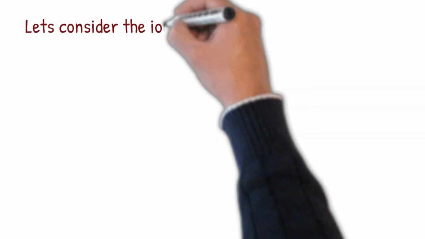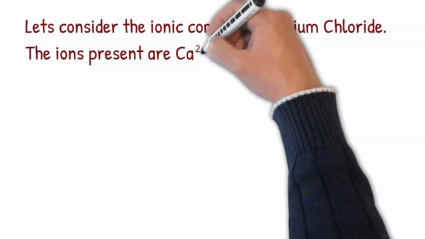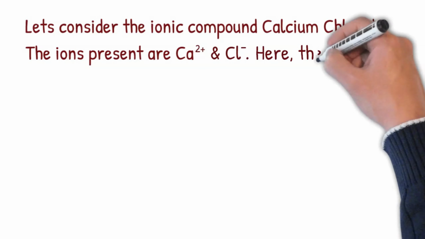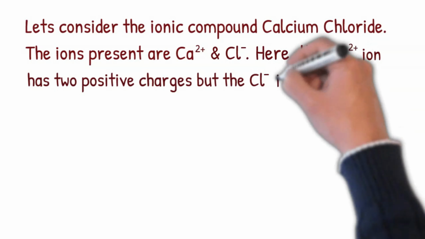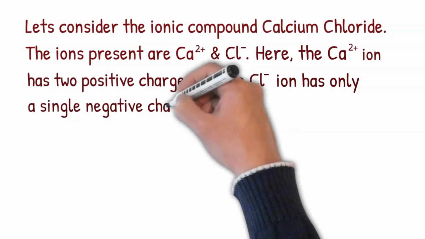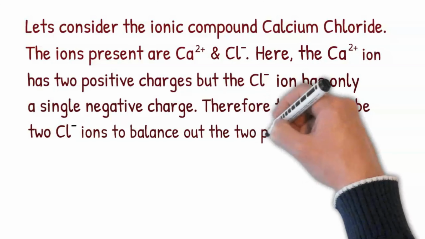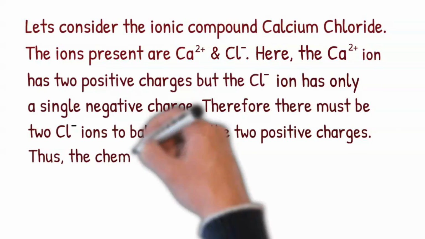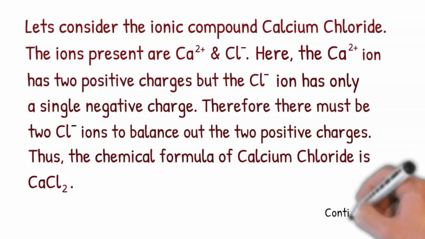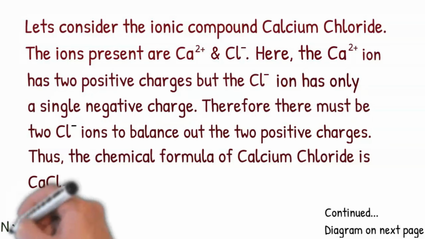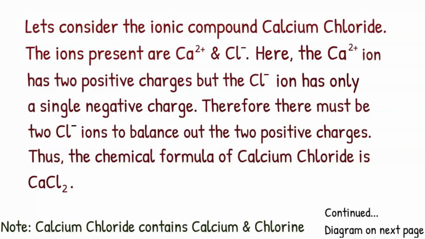Let's consider the ionic compound calcium chloride. The ions present are Ca2+ and Cl-. Here, the Ca2+ ion has 2 positive charges but the Cl- ion has only a single negative charge, therefore there must be 2 Cl- ions to balance out the 2 positive charges. Thus, the chemical formula of calcium chloride is CaCl₂. Diagram on next page. Note: calcium chloride contains calcium and chlorine.